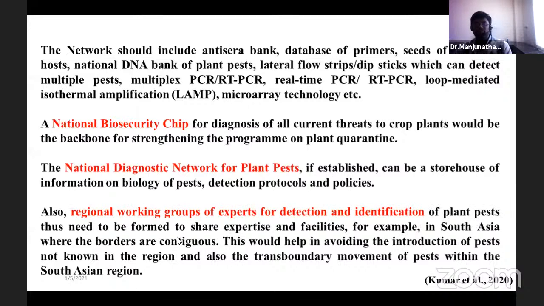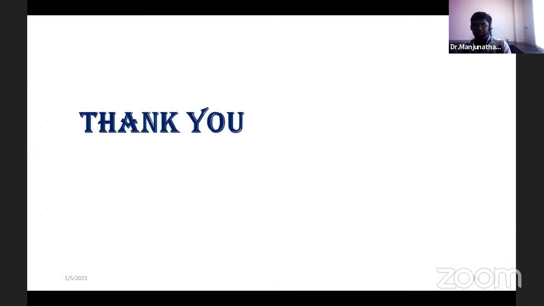Also, regional working groups of experts for detection and identification of plant pests need to be formed to share expertise and facilities. For example, in South Asia, where the borders are contiguous, this would be helpful in avoiding the introduction of unknown pests in the region, and the transboundary movement of pests within the South Asian region. Thank you so much.